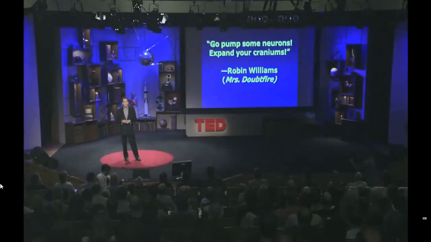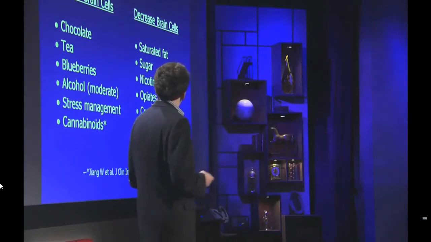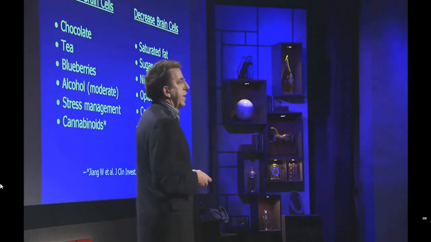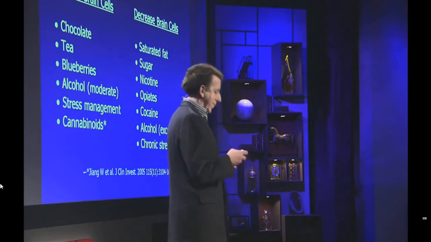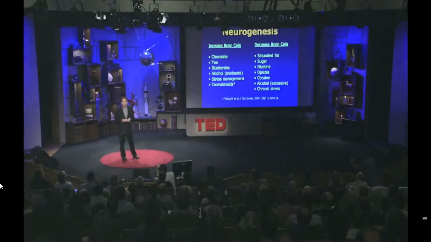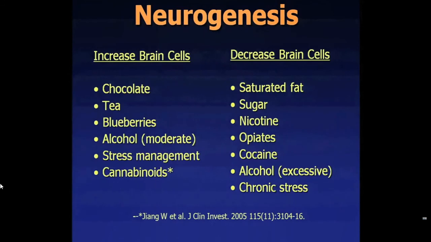Now, there's some things that you can do to make your brain grow new brain cells. Some of my favorite things like chocolate and tea, blueberries, alcohol in moderation, stress management, and cannabinoids found in marijuana. I'm just a messenger. What were we just talking about? And other things that can make it worse. It can cause you to lose brain cells, the usual suspects like saturated fat and sugar, nicotine, opiates, cocaine, too much alcohol, and chronic stress.